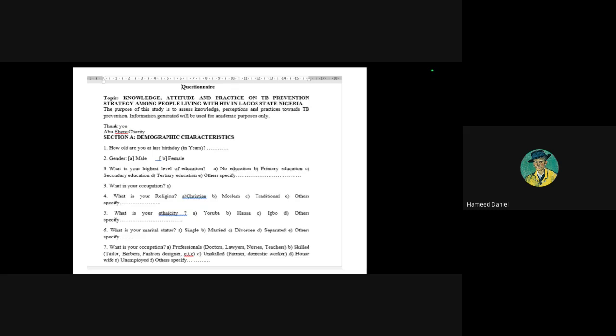Information generated will be used for academic purposes only. Now you've established what you want to do and what their data is going to be used for. Don't forget that I believe everybody on this call is a medical practitioner, so I believe you are still in school and must have heard about data privacy, right? HIPAA. You should not disclose information of your patient or your respondent without their consent.